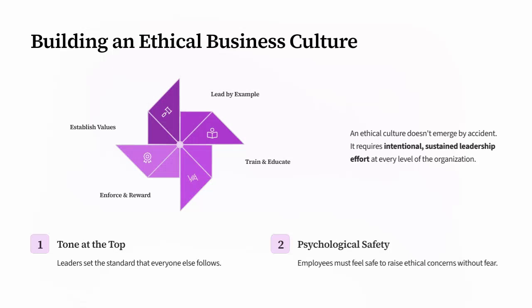Building an ethical business culture requires more than publishing a code of conduct. It requires establishing clear values, leading by example, providing ongoing training, and consistently enforcing standards while recognizing ethical behavior. An ethical culture does not emerge by accident. It requires intentional, sustained leadership at every level. That starts with tone at the top, because employees follow the standards leaders demonstrate. It also depends on psychological safety. People must feel confident raising concerns, asking questions, and reporting misconduct without fear of retaliation.